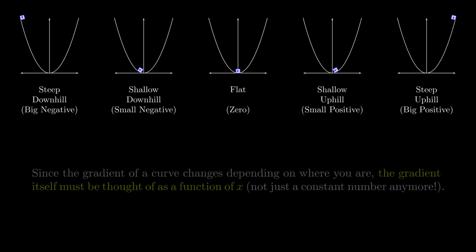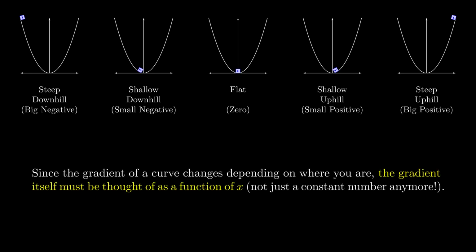And so the gradient itself must now be thought of as a function of x as well, not just a constant number. So when we dealt with straight lines, we'd have a gradient of 2, a gradient of 3, a gradient of 0 maybe for a horizontal line, right? But now we've got to expect that the gradient itself will involve x, because it's going to change as you move along the curve.